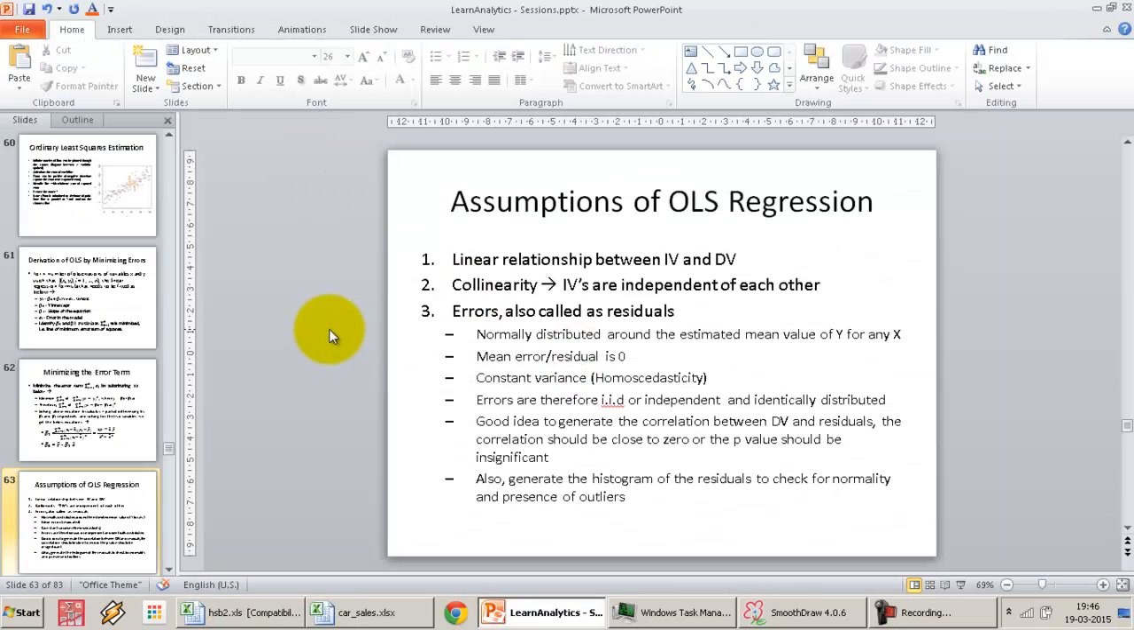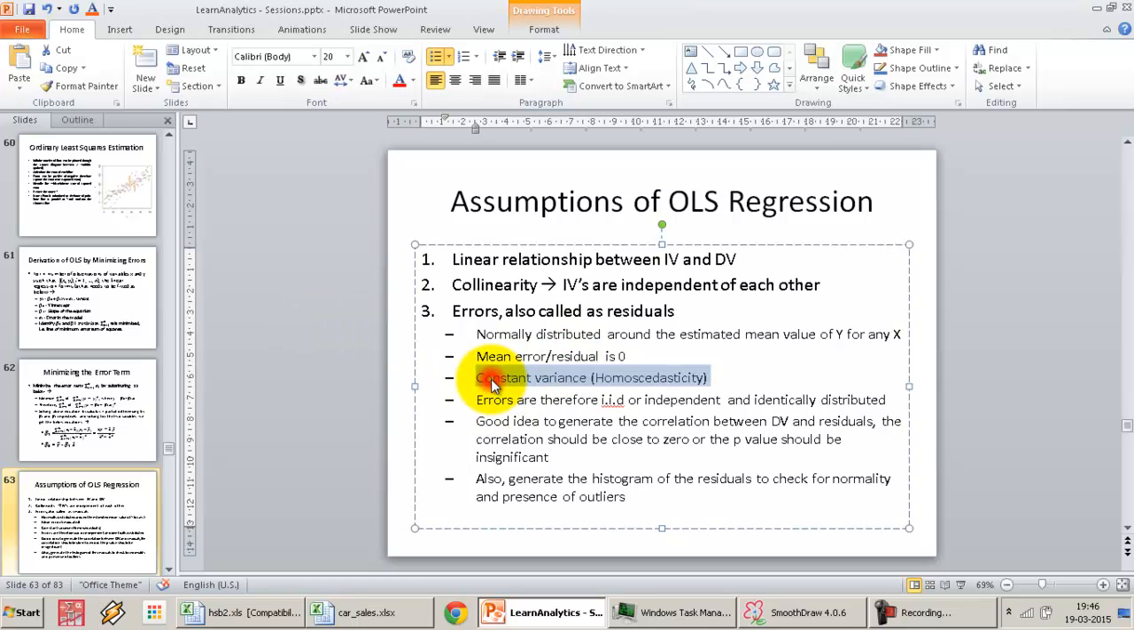So this is an assumption, and in some cases this can actually be violated, and we need to be careful around that. The third assumption on the errors is that it has a constant variance, or homoscedasticity. This is a little difficult concept to wrap your head around, so I'm going to try and visually plot it out for you.